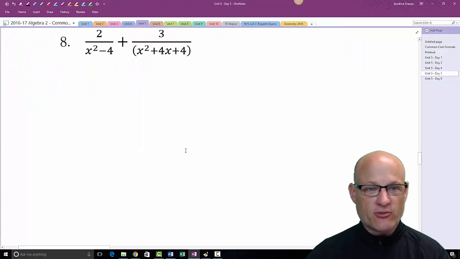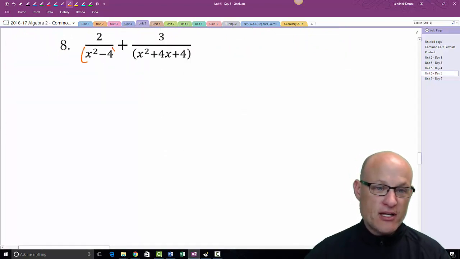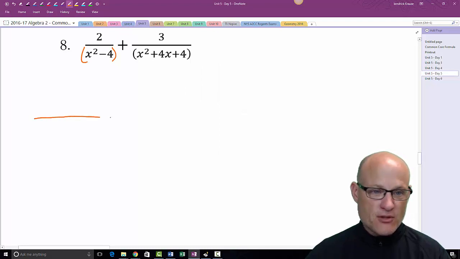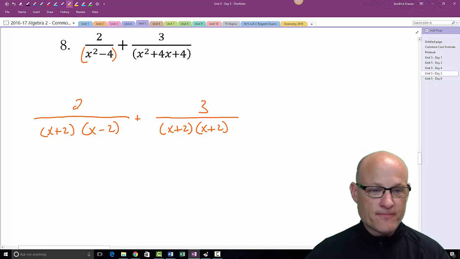All right, let's take a look at this one. So the first thing we're going to do with this one is put parentheses around this, obviously. But we're going to factor. So this is x plus 2, x minus 2, plus x plus 2, x plus 2. So now I factored it.